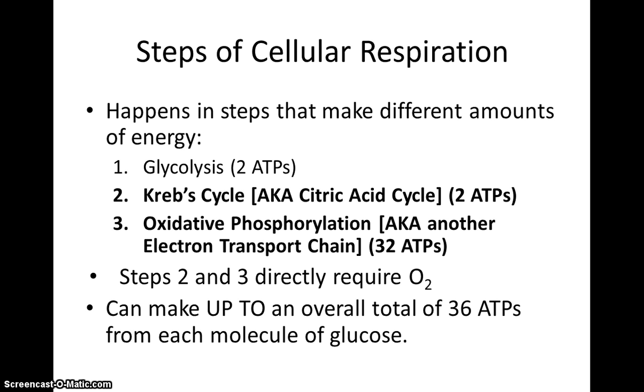We did say that oxygen was an input or a reactant in cellular respiration, and I bolded step 2, the Krebs cycle, and step 3, really the electron transport chain, because those 2 steps directly require oxygen. Those are the steps that need it. And then overall, this process can make up to 36 ATPs from 1 molecule of glucose. So there's a lot of energy stored in that glucose.